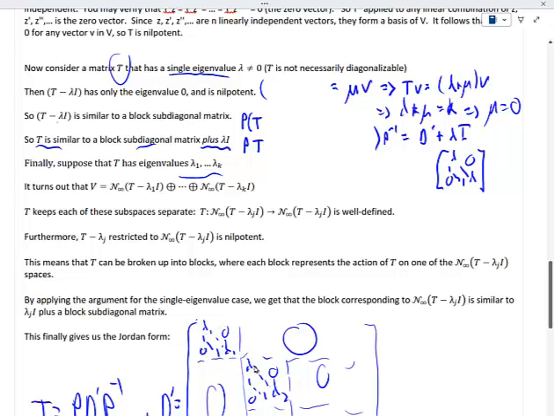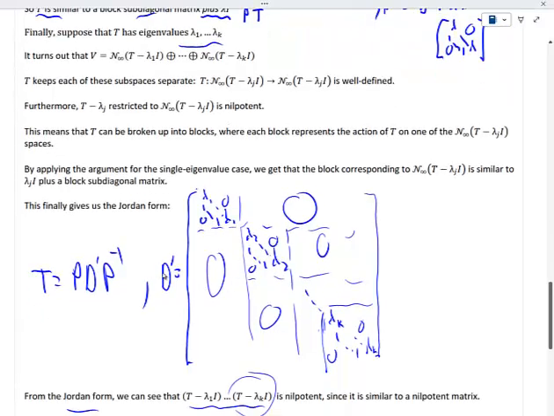So that's one way to do it. But anyway, this gives insight into how or why any matrix is similar to a matrix that looks like this. It may not be diagonal, but it's very close to diagonal.